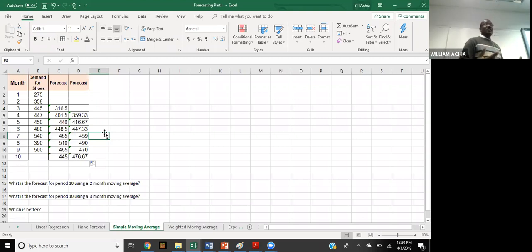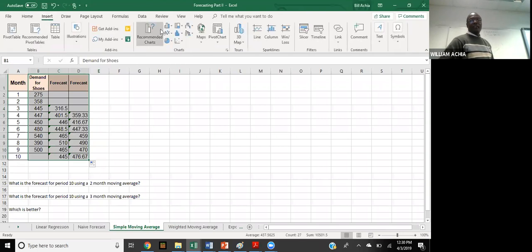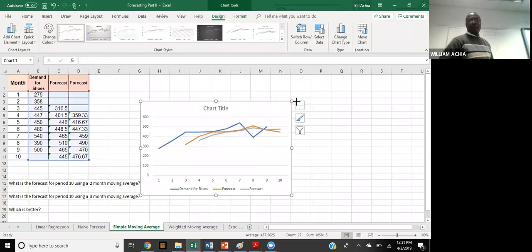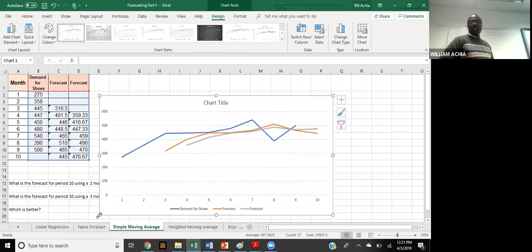One way of doing this is to visualize it, right? So let's visualize these three sets of data. Insert, chart. So now we have information that looks like this. Demand is the blue line, that's right here. And then the orange line is your forecast based off of the two period moving average. And then that purplish line is the 3-month moving average.